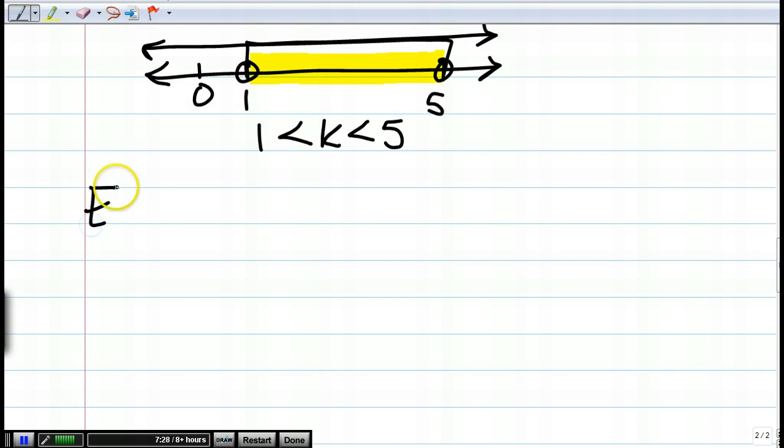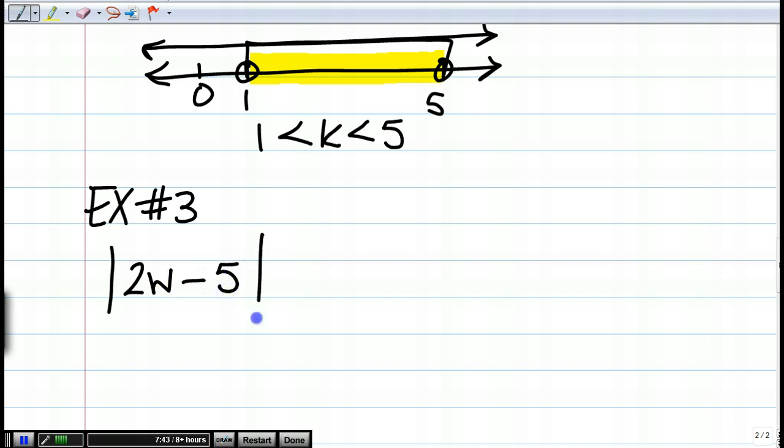Example number 3. Let's do an or. 2w minus 5 is greater than 7.